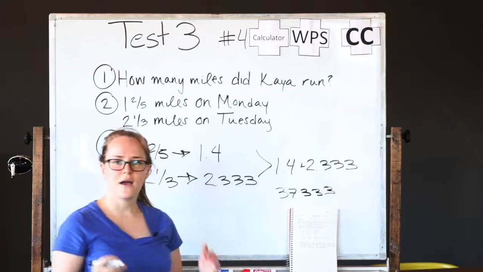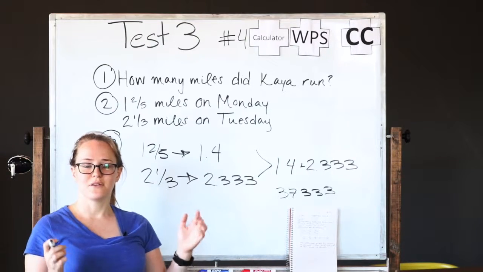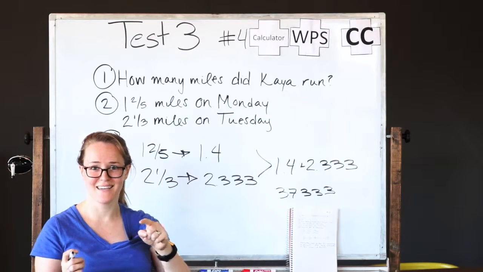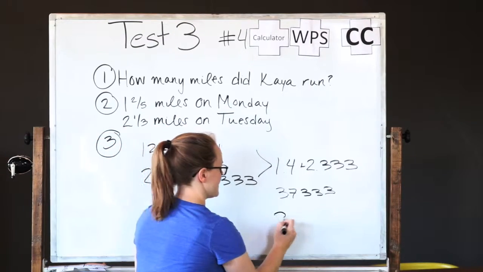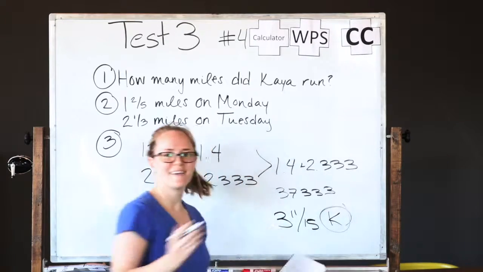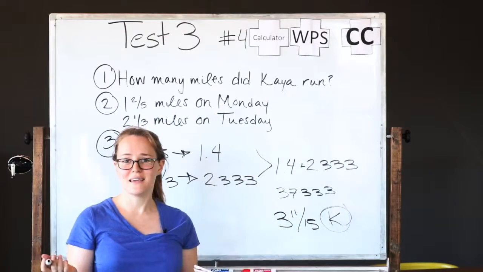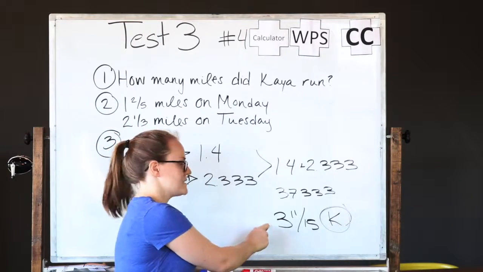3.7333. And if you have any kind of fancy calculator at all, like a TI-83, that's when you're going to hit math, frac, and it will turn it back into a fraction for you and tell you that the answer is 3 11/15, which is K. So even if you don't know anything about fractions, you can use your calculator to get to a decimal and then back to the right fraction.